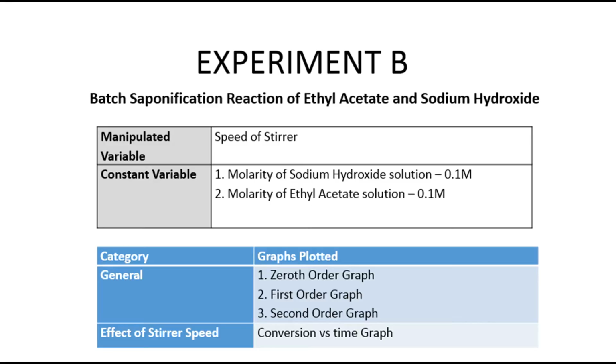In this part, our aim was to study the batch saponification reaction of sodium hydroxide and ethyl acetate. This includes determining the order of reaction as well as the effect of changing the speed of the stirrer on the reaction. The manipulated variable in this experiment is the speed of stirrer. The constant variables are, first, molarity of sodium hydroxide solution, and second, molarity of ethyl acetate solution.